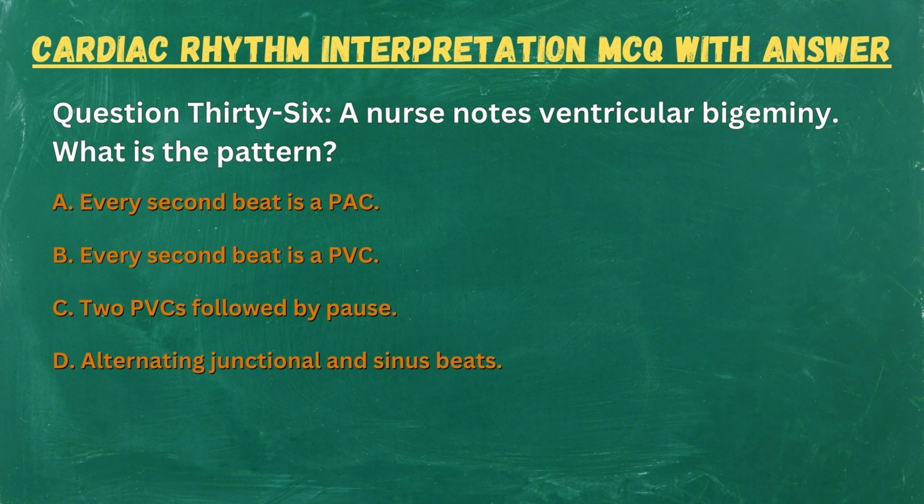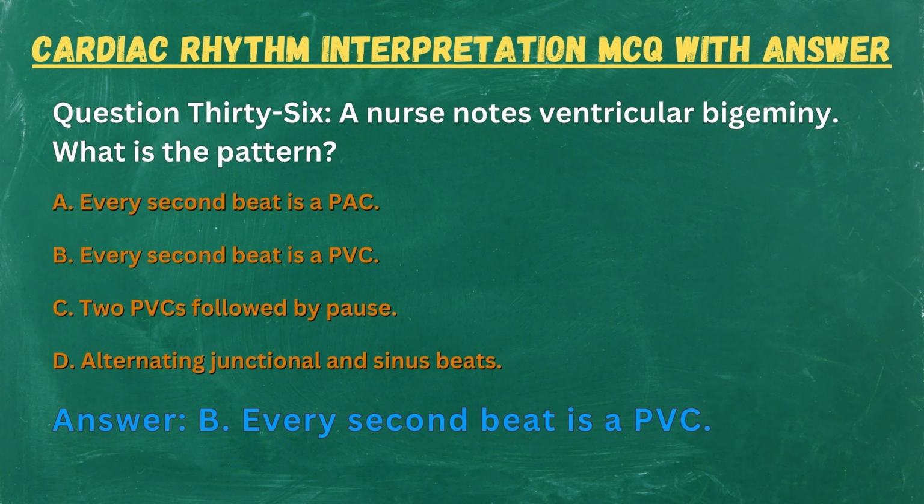Question 36. A nurse notes ventricular bigeminy. What is the pattern? A. Every second beat is a PAC. B. Every second beat is a PVC. C. 2 PVCs followed by pause. D. Alternating junctional and sinus beats. Answer: B. Every second beat is a PVC.